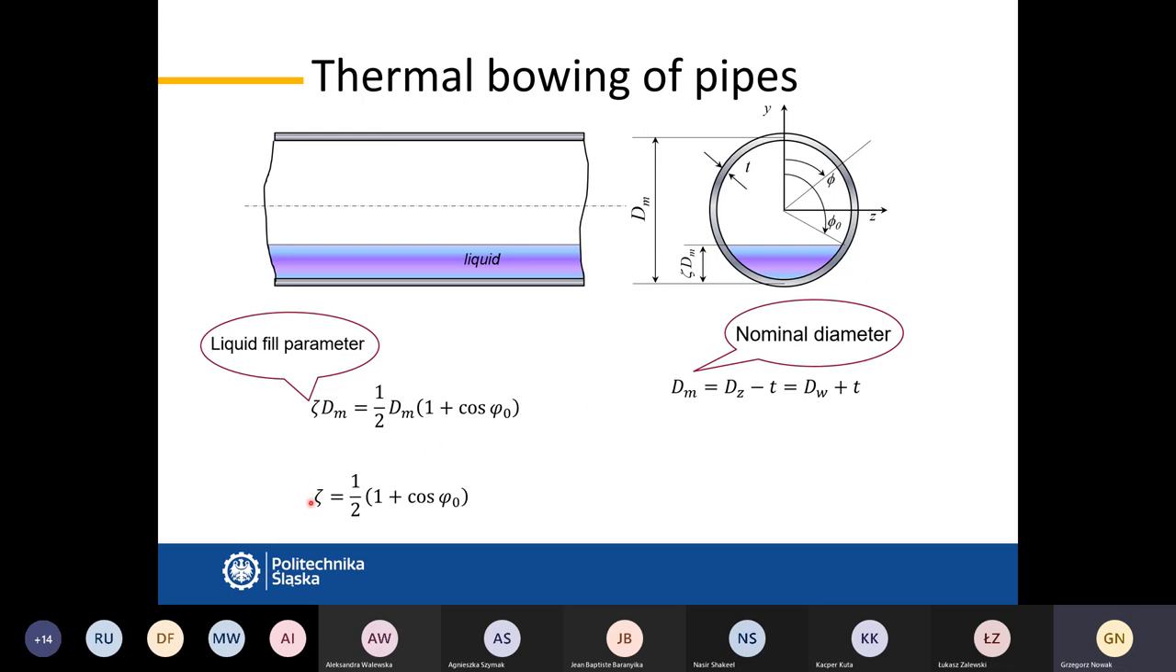So the fill parameter is connected with the angle: zeta is half of 1 plus cosine phi 0. And of course, this liquid fill parameter is dimensionless. That's quite obvious, I think. And on the other hand, phi 0, the fill angle, let's say, is arccosine of 2 zeta minus 1. For some of you, especially in English and American books, arccosine is written as cosine to the power minus 1. So this is exactly the same.